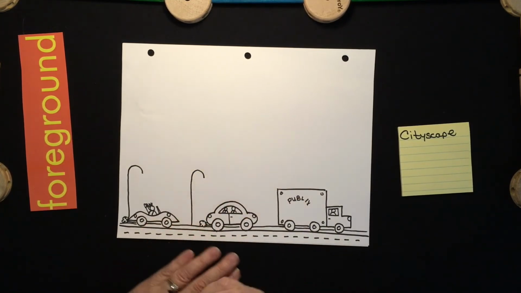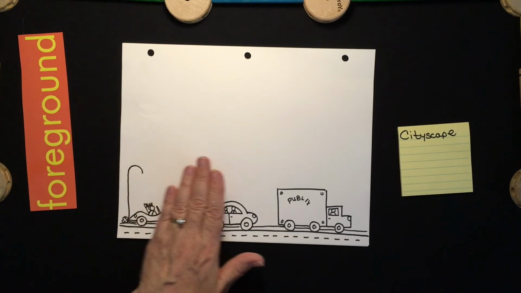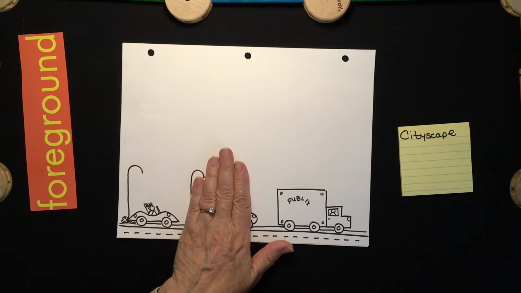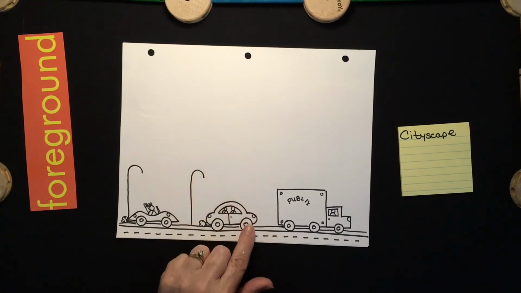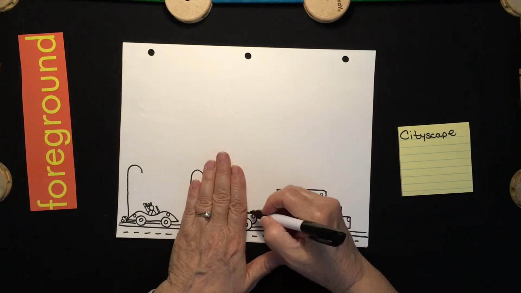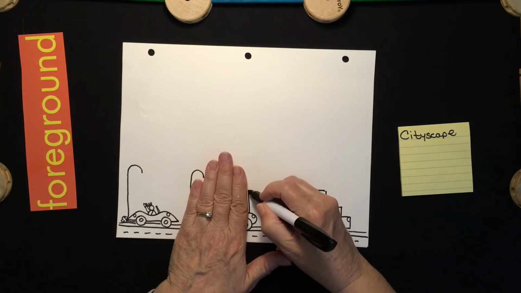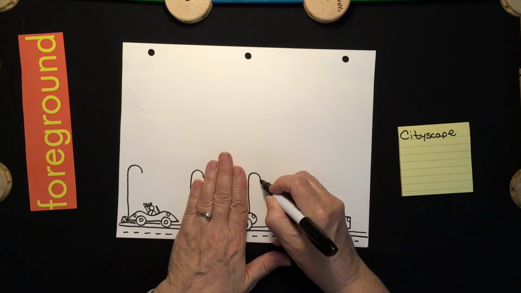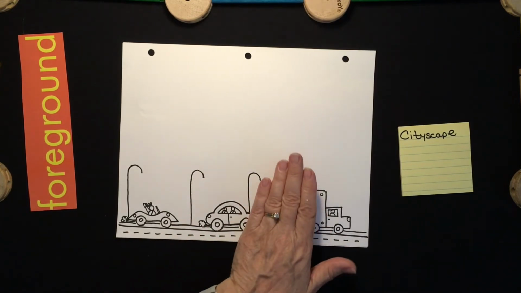There. Good job, Mrs. Woodlief. Now I'm going to do another one. Okay, now this one, part of the street light is going to be behind the front of this car. But that's okay. I know how to do that. Overlapping. Good. 3 street lights. One more.